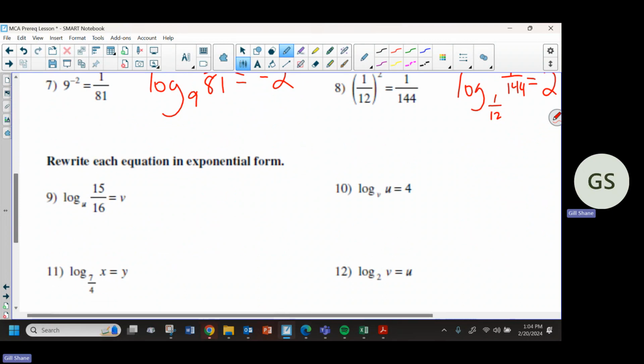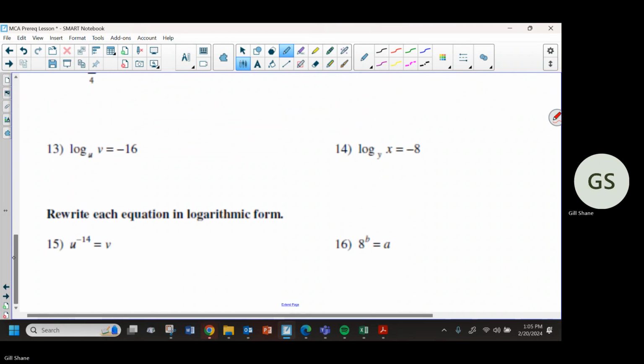All right. So now they're having you do the same thing, just with variables, in 9 through 12. I'm not going to worry about doing that all over again. We've already done it with numbers. It's the same thing. U raised to the V power equals 15/16. Same thing. V raised to the fourth power equals U. They're not asking you to solve for anything, so we don't need to do anything else. That was all of that.